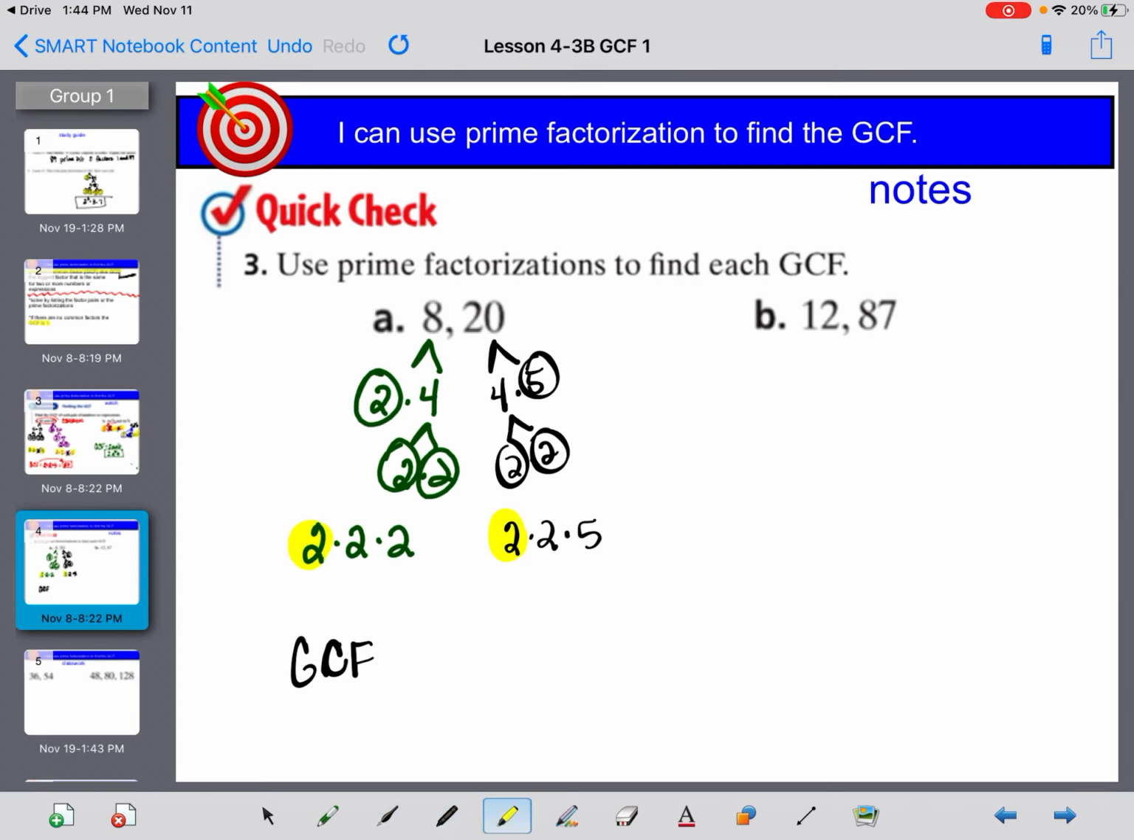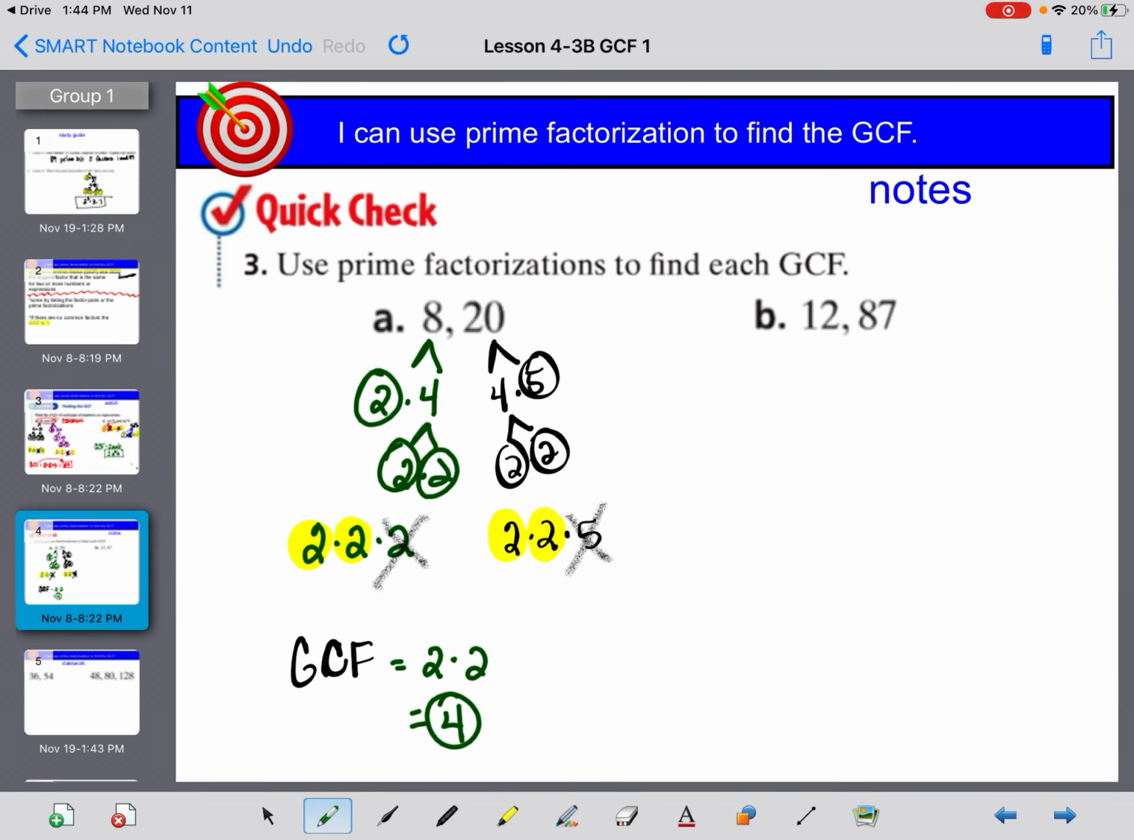The green list has a 2, so does the black list. The green list has a second 2, so does the black list. So there are two 2's in common. This third 2 is not in common, and the 5 is also not in common. The greatest common factor is 2 times 2, which is 4. Make sure you actually multiply those out. Don't just say 2 times 2.